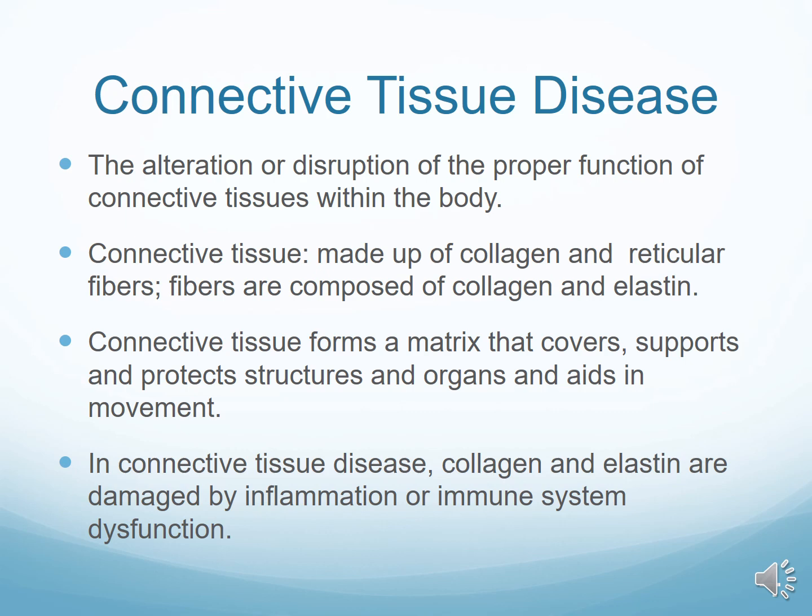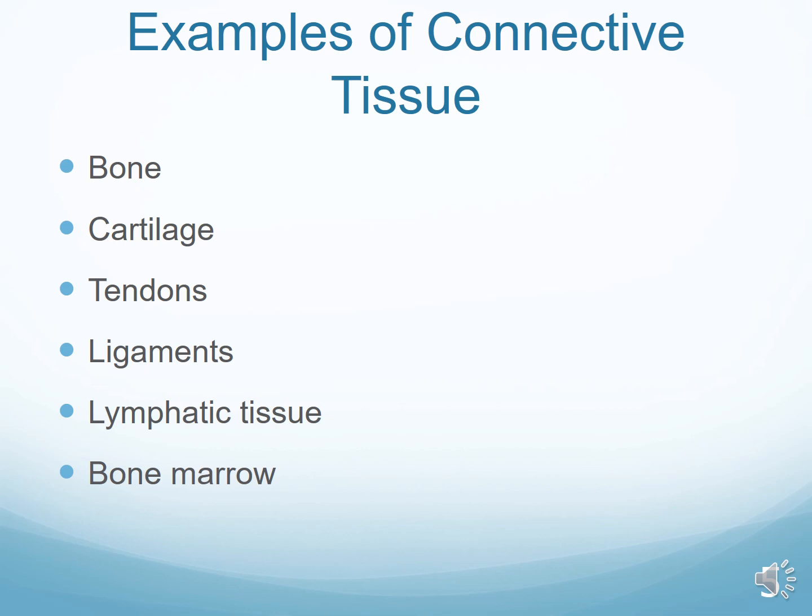Connective tissue forms a matrix that will cover, support, and protect structures and organs and aid in movement. So in connective tissue disease, the collagen and the elastin are damaged by inflammation or immune system dysfunction. So some examples of connective tissue are bone, cartilage, tendons, ligaments, lymphatic tissue, and bone marrow.